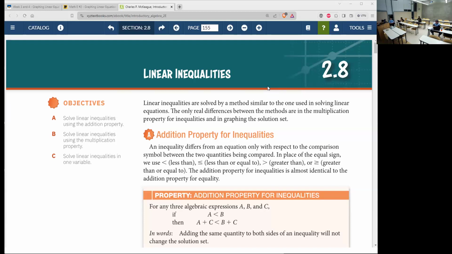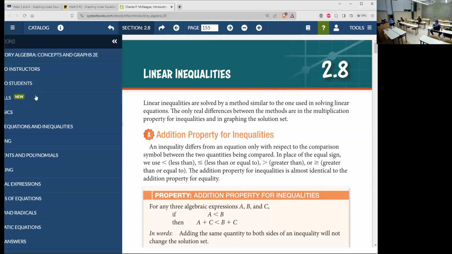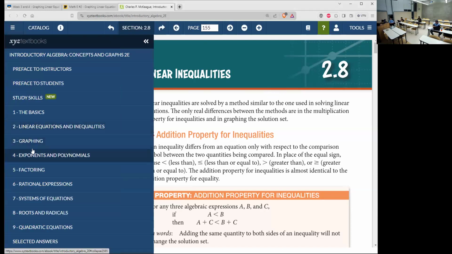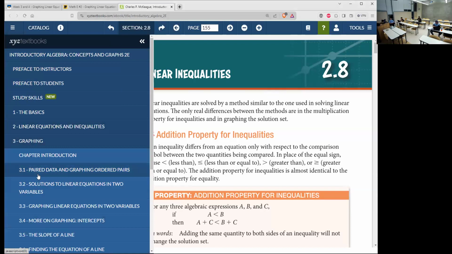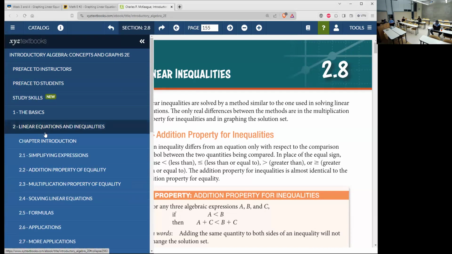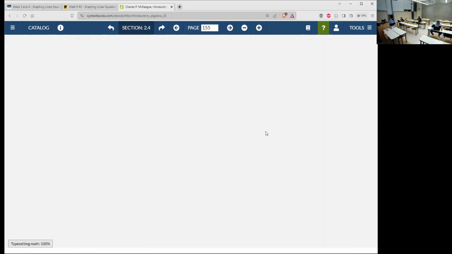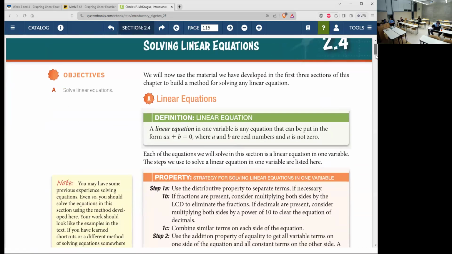The way that this textbook publisher works, you can look at anything in chapter 1 in any textbook for free. But if you go into, say, chapter 3 about graphing, it won't let you click on those unless you've logged in. So this textbook is wonderful because let's say I'm in chapter 2, solving linear equations. That's a good thing for this week.